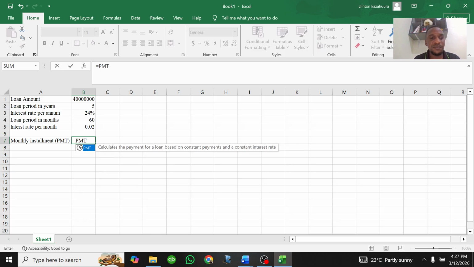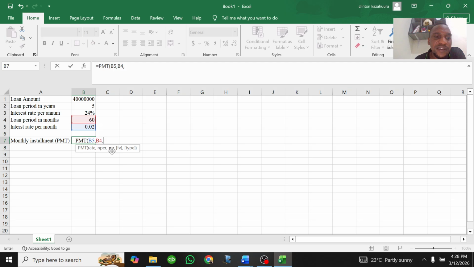PMT. Now when I put PMT, they show me the function is already configured inside. So when I put open brackets, they tell me what to do. They're asking me what is the rate. The rate is, I take the one per month, it is 0.02. I put a comma. Number of period, now number of period, they mean like number of months. Like you're going to pay this loan for how many months. So you have to follow what they are showing you here. When I put a comma, they highlight the next item. So the next item here is number of period. So the number of period is 60. I simply click there, put a comma.